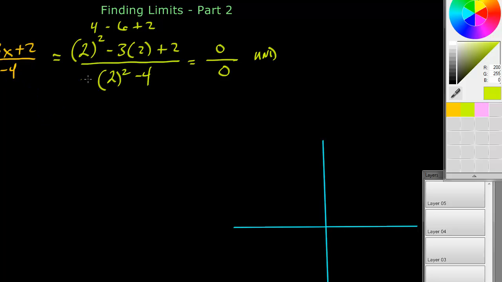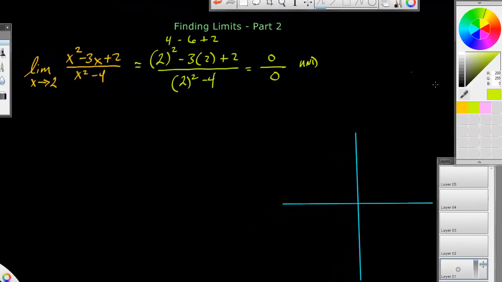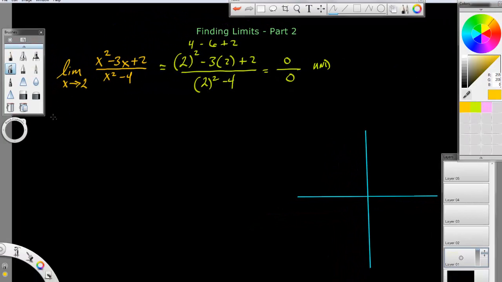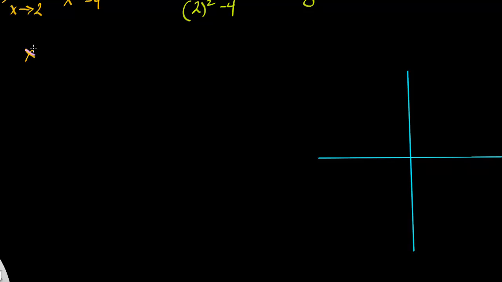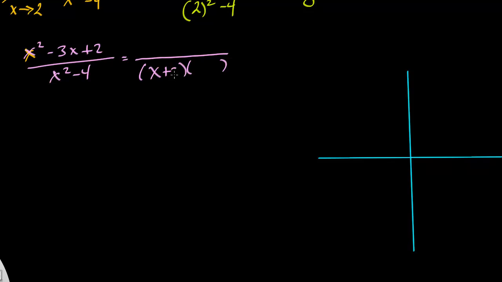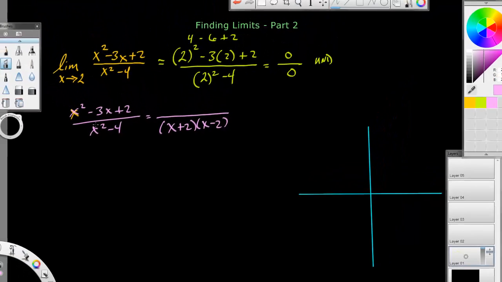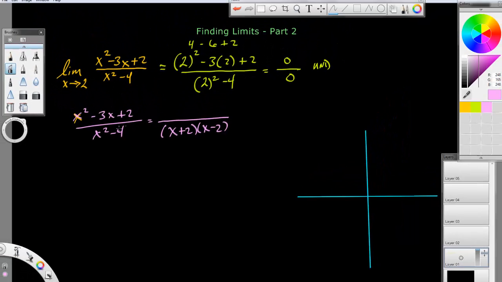Now, let's try to simplify this. So let's rewrite this. We'll say x squared minus 3x plus 2 over x squared minus 4. And let's try to factor out some stuff. All right. Well, at least on the bottom, we have a difference of 2 squares. So that's going to be 2 binomials, x plus 2, x minus 2. A lot of people are asking, well, can I cancel x's? Well, of course not. You cannot cancel x's.